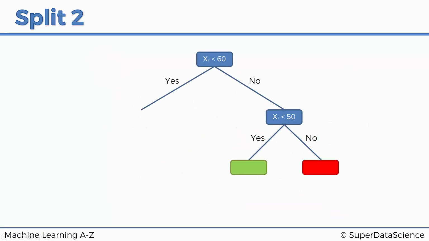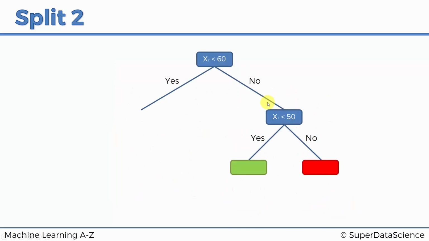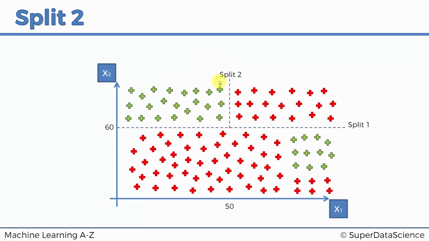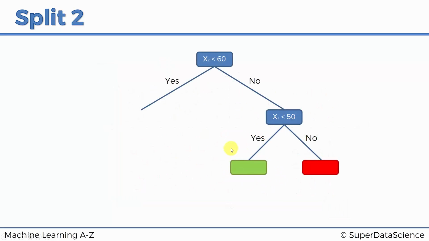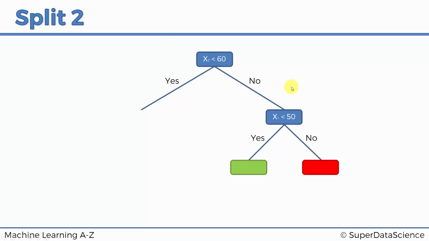Next is split 2, which only splits the data that is above 60 in the x2 variable. So let's have a look at that. We're only dealing with data that is above x2 equals 60, so it's over here. Now we're checking, as split 2 happens at 50 for the x1 variable. So here we go: x1 is less than 50, yes or no. Here you can see right away that this split already can tell us whether something is green or red. If we're already above 60 and then below 50, then it's green, which we can see here. If we're above 50, then it's red, which we can see here. So that's how this classification works.